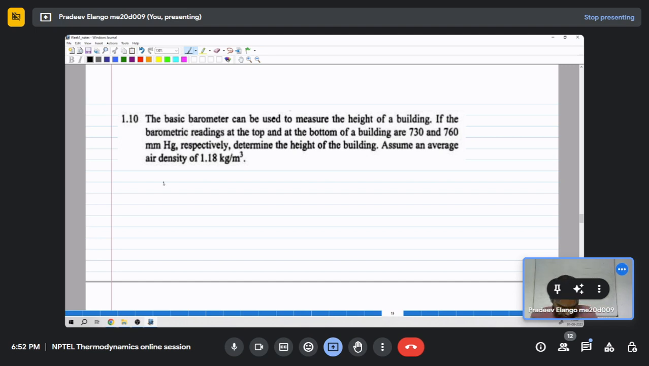So we are given a building, and at the base of the building we measure the height of the mercury column to be, say, H1 is 760 mm, and when you measure at the top of the building, the height of the mercury column is 730.